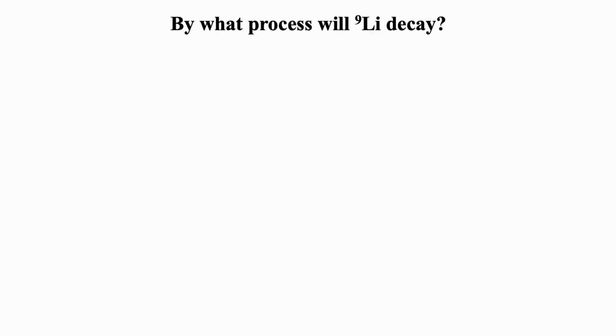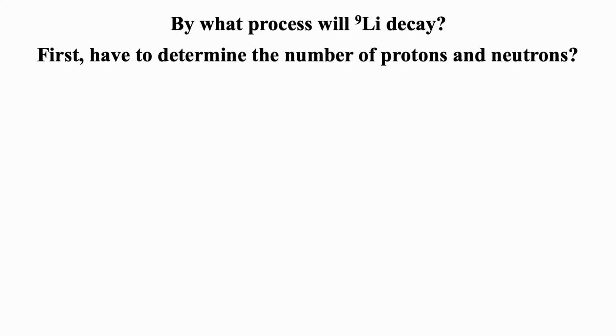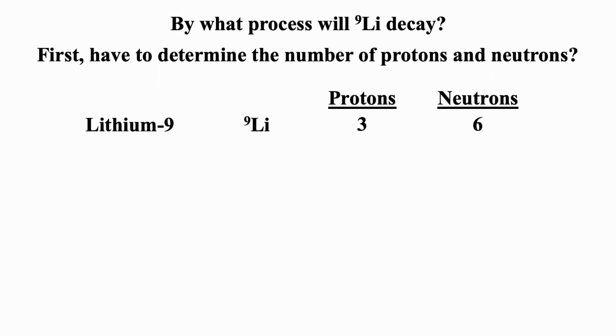Now we can use these 6 rules to actually predict what type of decay an element will undergo. One question you could be asked is, by what process will lithium-9 decay? The first thing we have to look at is the number of protons plus neutrons. Lithium is element number 3, so that means we have 3 protons. 9 minus 3 gives us 6, so that means we will have 6 neutrons.